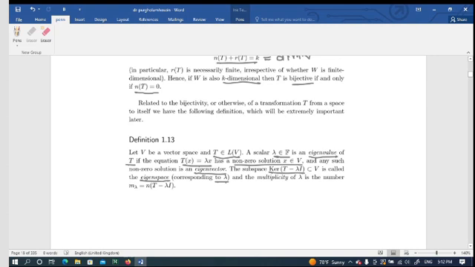And the multiplicity of lambda is the number, the nullity of T minus lambda I, or the dimension of the eigenspace.